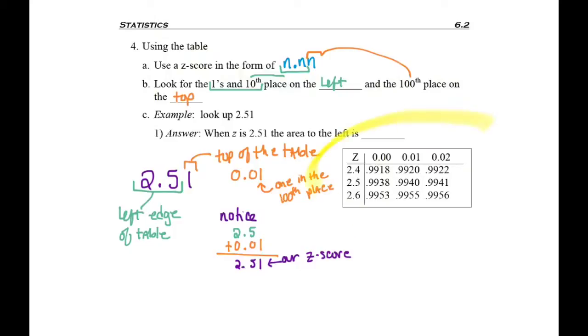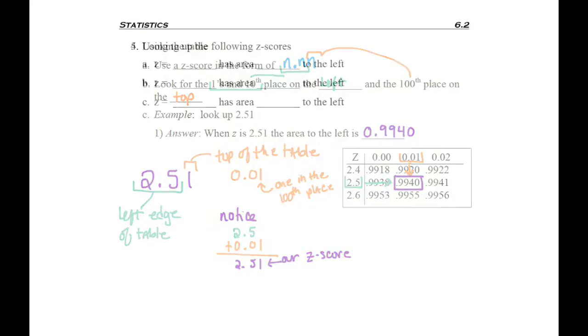Now let's come over here and use the table. First I go to the left, I find 2.5 and I'm going to read to the right. Then I'm going to go up to the top and find 0.01 and read straight down. Ultimately my goal is to find where those two rows and columns cross. As you can see, they cross at 0.9940. So when z is 2.51, the area to the left of that is 0.9940. So the probability of being less than 2.51 standard deviations is a 99.4% chance. But we'll get more practice with that in a minute.